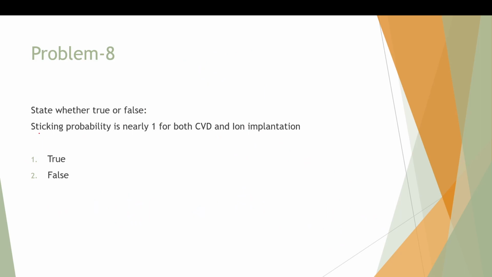State whether true or false. Sticking probability is nearly 1 for both CVD and ion implantation. True. True, you're right. The sticking probability will actually follow a curve like this with respect to energy.